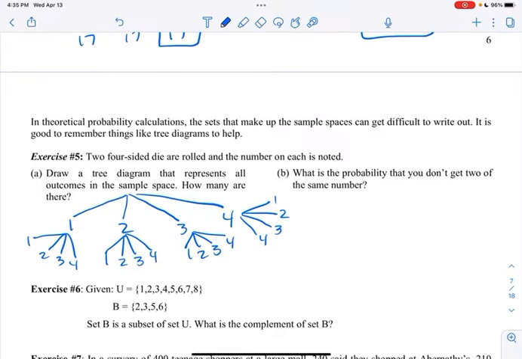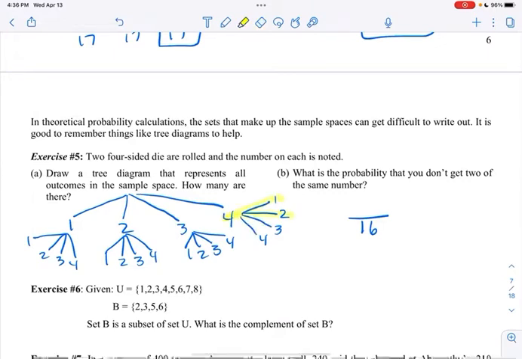What is the probability that you don't get 2 of the exact same numbers? Well, there's 4, 8, 12, 16. There's 16 possibilities. Okay? The probability that you don't get 2 of the same number: you can just go through and add the ones that are not the same number. So I'm looking for not the same number. So here's not, whoops, I didn't mean to erase that. I meant to highlight that.